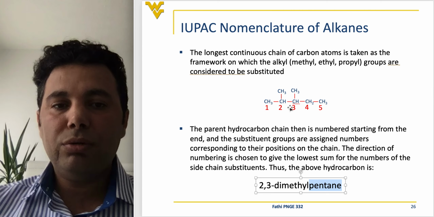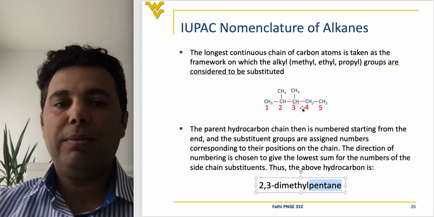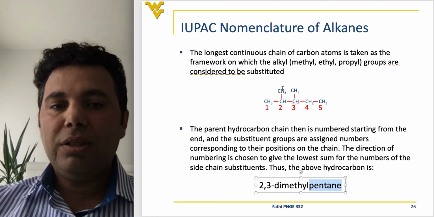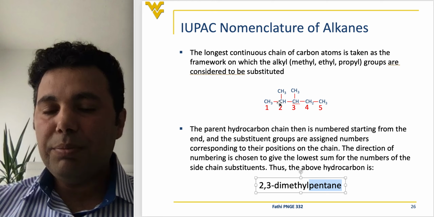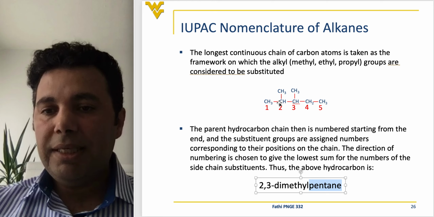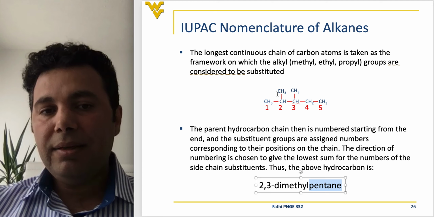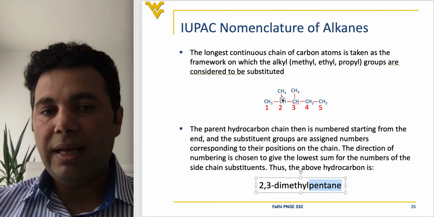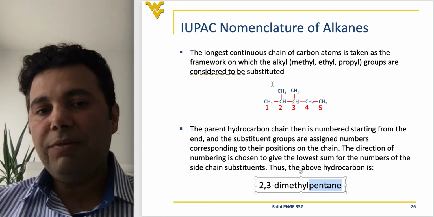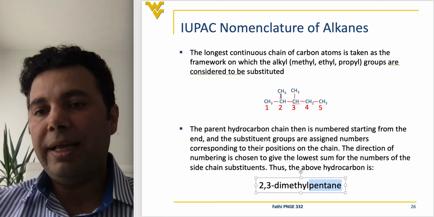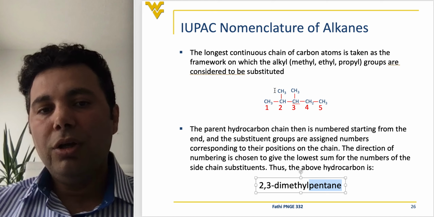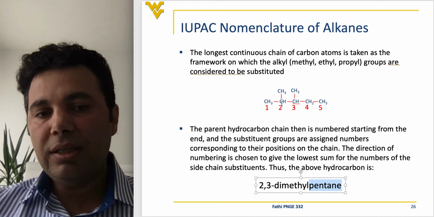So it becomes 1, 2, 3, 4, 5. Okay. Now I need to mention these branches. If I have a methane, CH4, appears as a branch, then the name becomes methyl. If I have ethane, like C2, as a branch, then it becomes ethyl. If I have a propane as a branch, it becomes propyl, and butyl, pentyl, hexyl, and it goes on and on. So I have a methyl group sitting on the second carbon and a methyl group sitting on the third carbon.